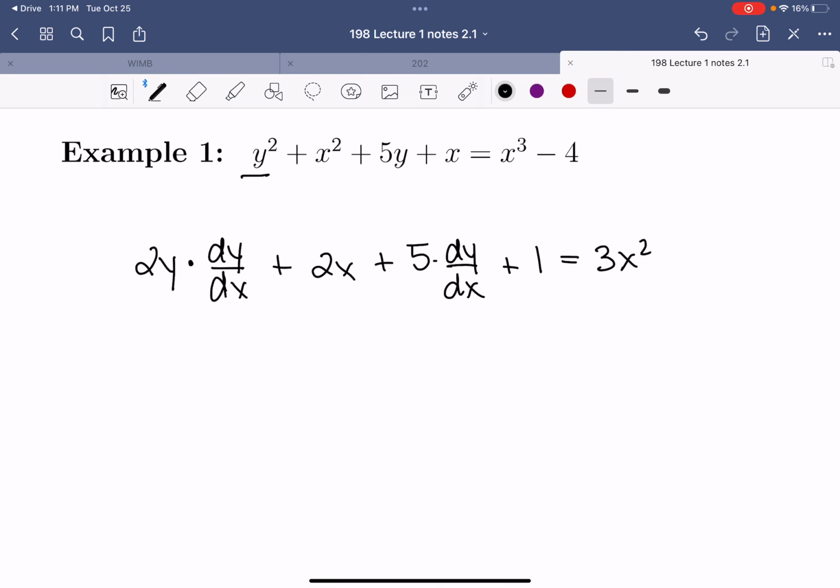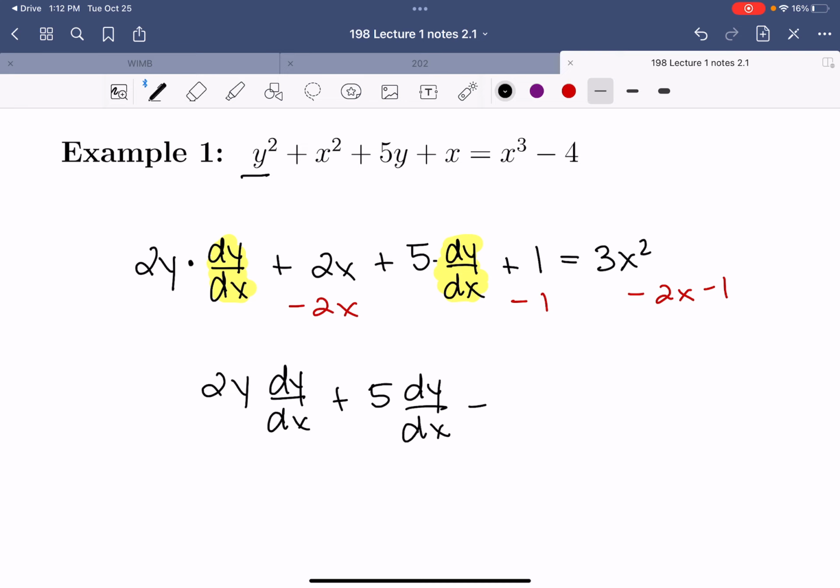Now I'm still trying to state explicitly what the derivative is. So this represents the derivative and this represents the derivative. I want to solve for dy dx and write it as dy dx equals, so that I have the derivative explicitly in terms of x's and y's. What I want to do is keep any term that has a dy dx on the left-hand side where it is now, and move anything that doesn't to the other side. So this 2x I'm going to subtract to the other side, and this 1 I'm going to subtract to the other side. When I do that, I'm left with 2y dy dx plus 5 dy dx equals 3x squared minus 2x minus 1.